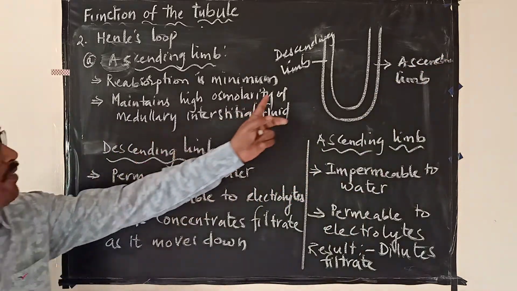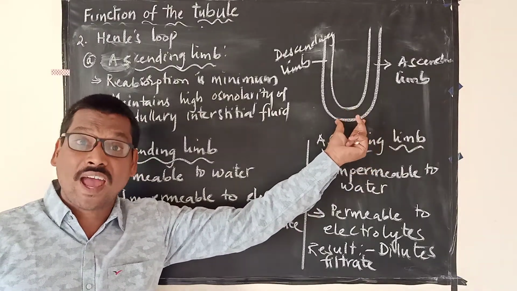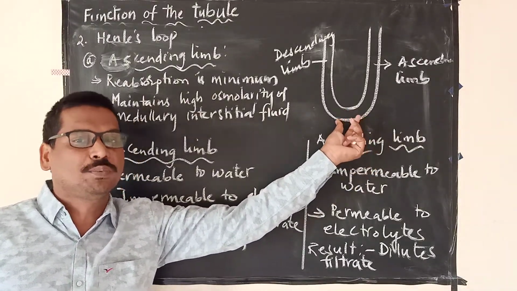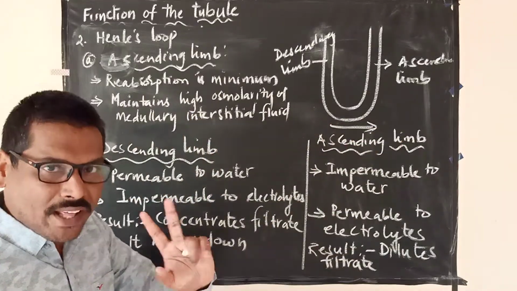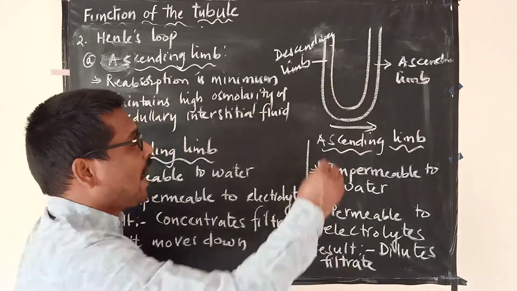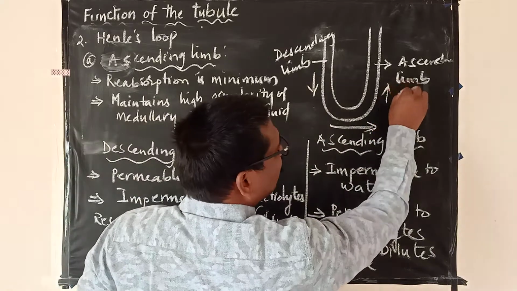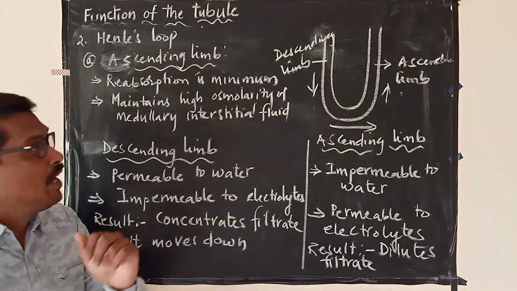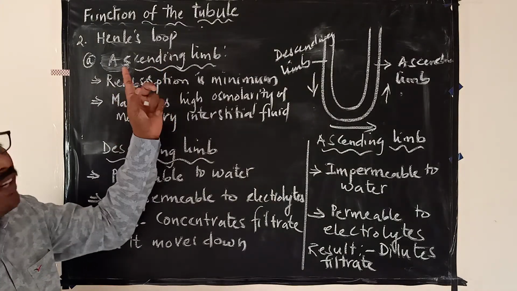Now the Henle's loop has two main parts. Of course, again I am stressing, this part may be called the transverse limb. Only this part can be called the transverse limb. But otherwise we are saying that there are two parts: the descending limb, which is moving down, and that which is moving up is called the ascending limb.